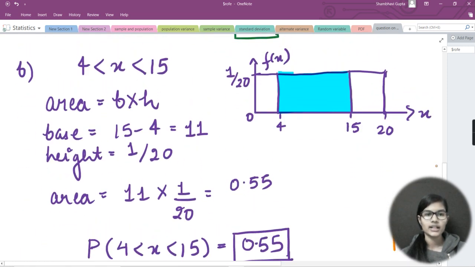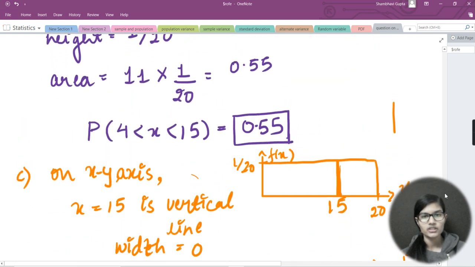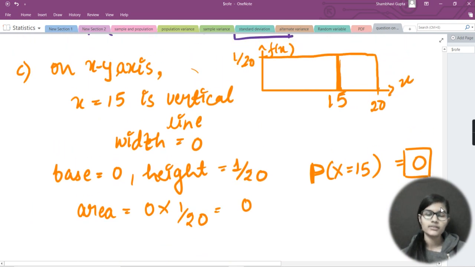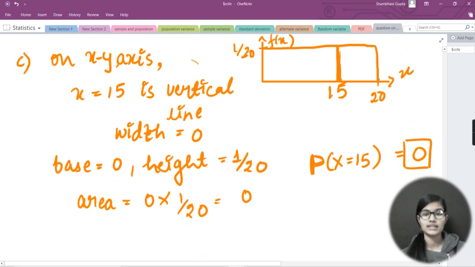Secondly, I had a condition that x lies between 4 and 15. For that also I made the same graph, then I found the base by subtracting both the values. So 15 minus 4 is 11, and when we did that, I got 0.55. After that, my third question was when x is equal to 15.